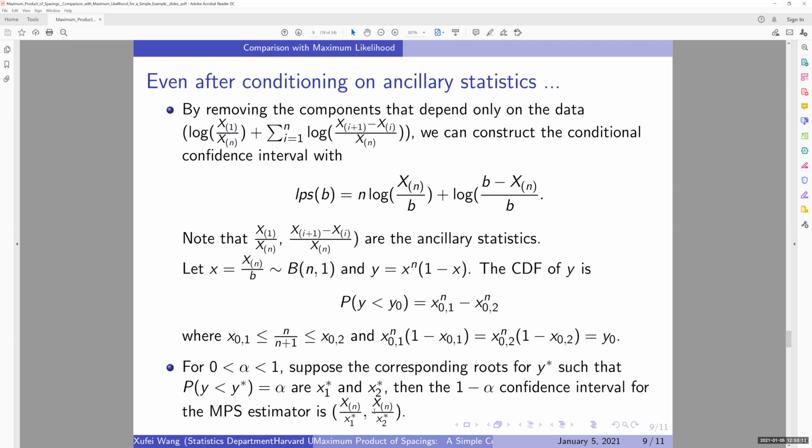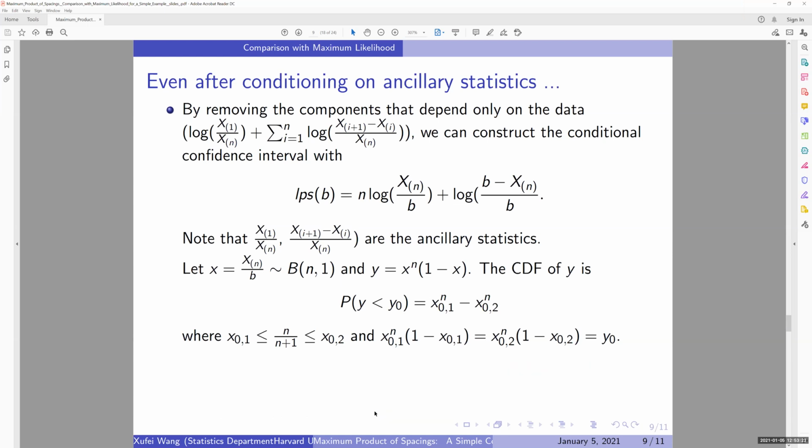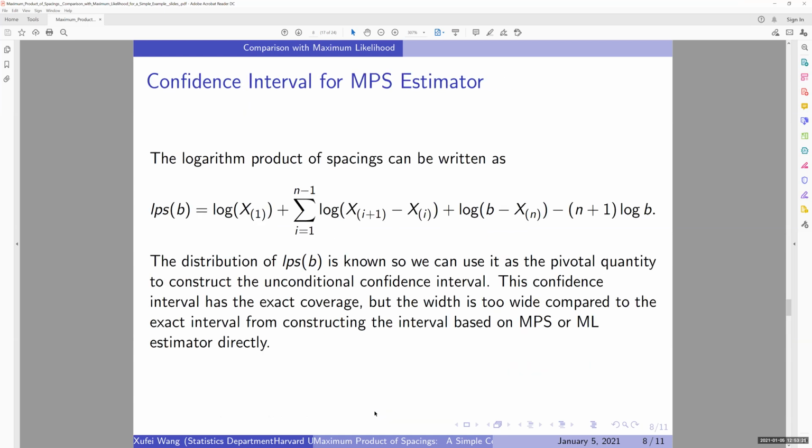Does anyone have any questions here? Could I just quickly ask, could you say again why in the previous slide the confidence interval was too wide? Or is it obvious why?